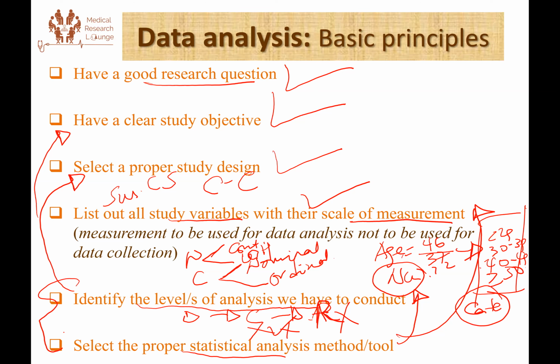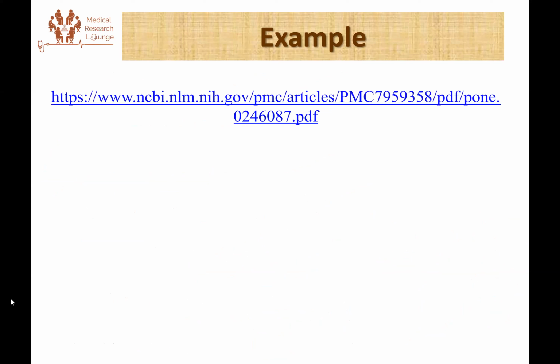So it seems like the last two stages are very important. Yes, they are, but in a properly designed proposal, it shouldn't be a problem. These choices are going to be automatic. If I have a good research question, a clear study objective, a proper design, and if I figured out all of my variables with their scale of measurement, then identifying the level of analysis and selecting the proper statistical analysis method should not be a problem. So just to show you an example.